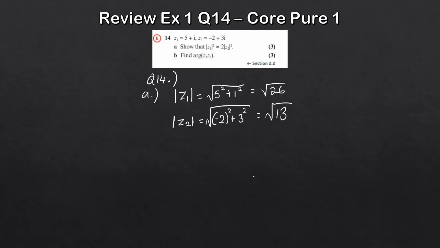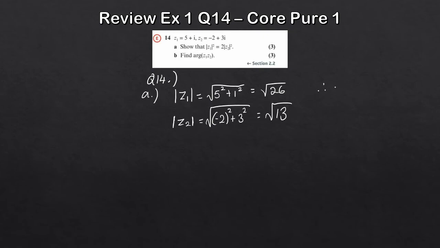So what we're actually asked to find or show is that the modulus of z1 squared is equal to 2 lots of the modulus of z2 squared. So if you think about this, using this fact that the modulus of z1 is equal to root 26, if you square this modulus here, you're just squaring the final solution. So if you square root 26, you just get 26. Same again with z2. The modulus of z2 squared will just give you 13.